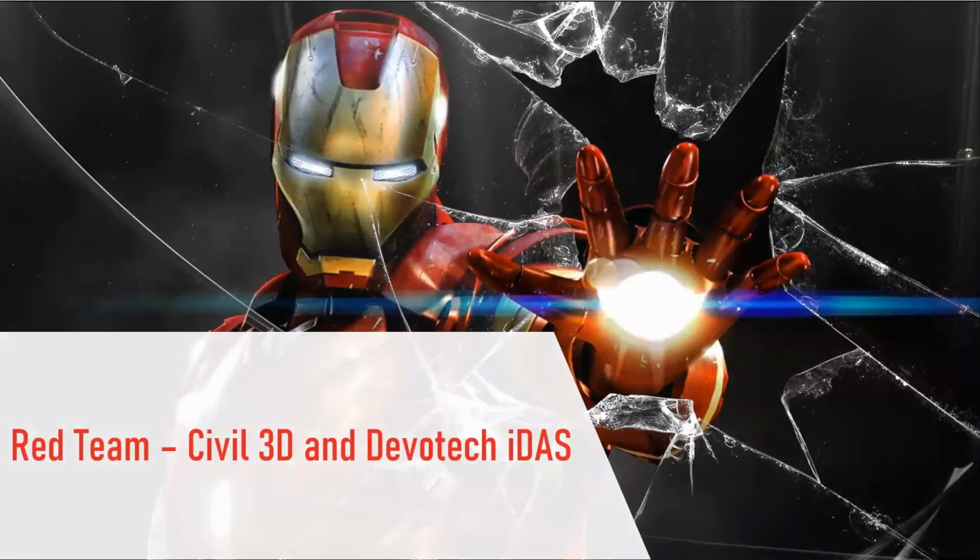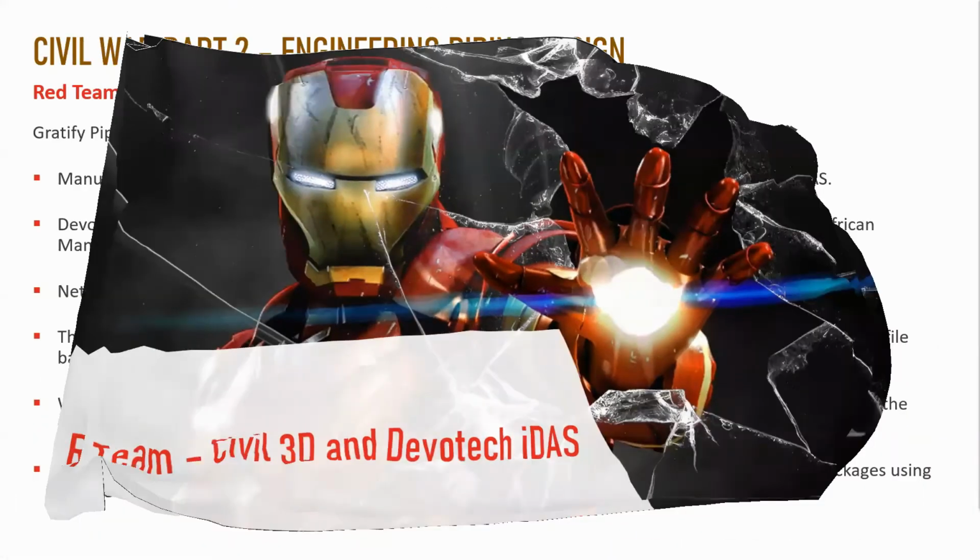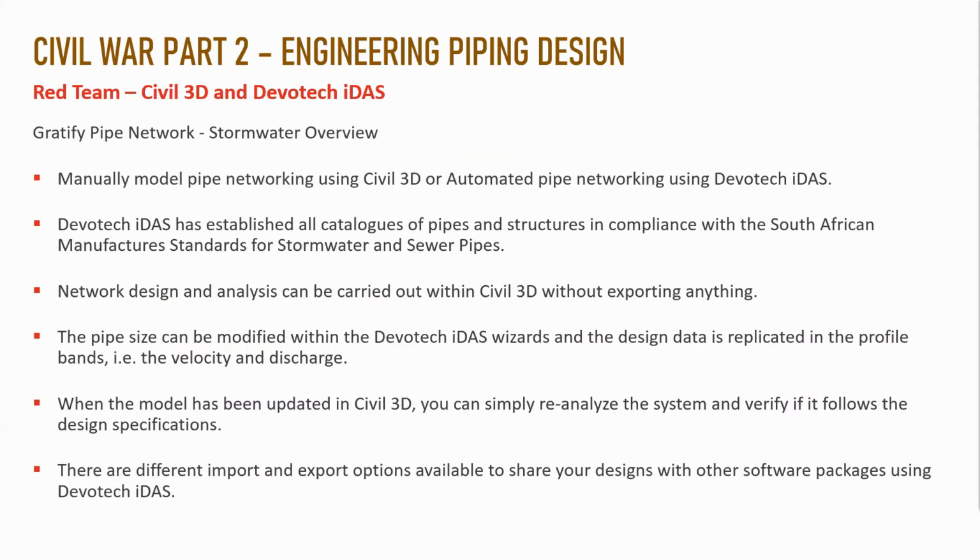And now we can move on to the red team. So the red team consists of Civil 3D and Devotech iDAS. And let's have a look how this is actually working. So first things first, the gravity pipe networks. So the stormwater overview, it's basically, yet again, we need to manually model the pipe networks using Civil 3D, or we can actually use the automated pipe networks using Devotech iDAS.